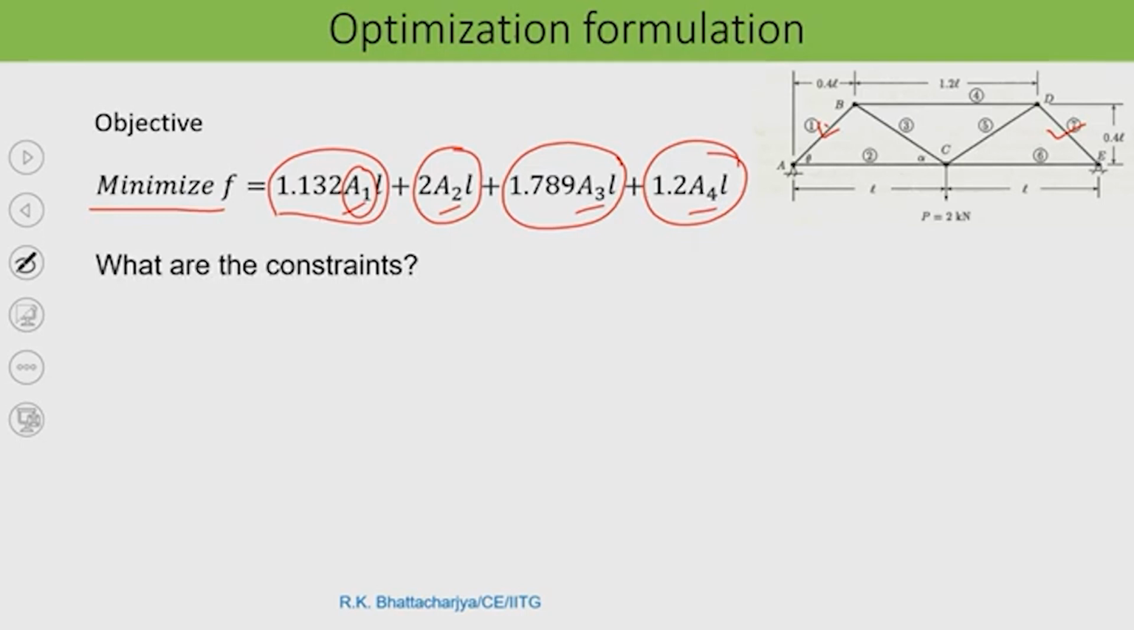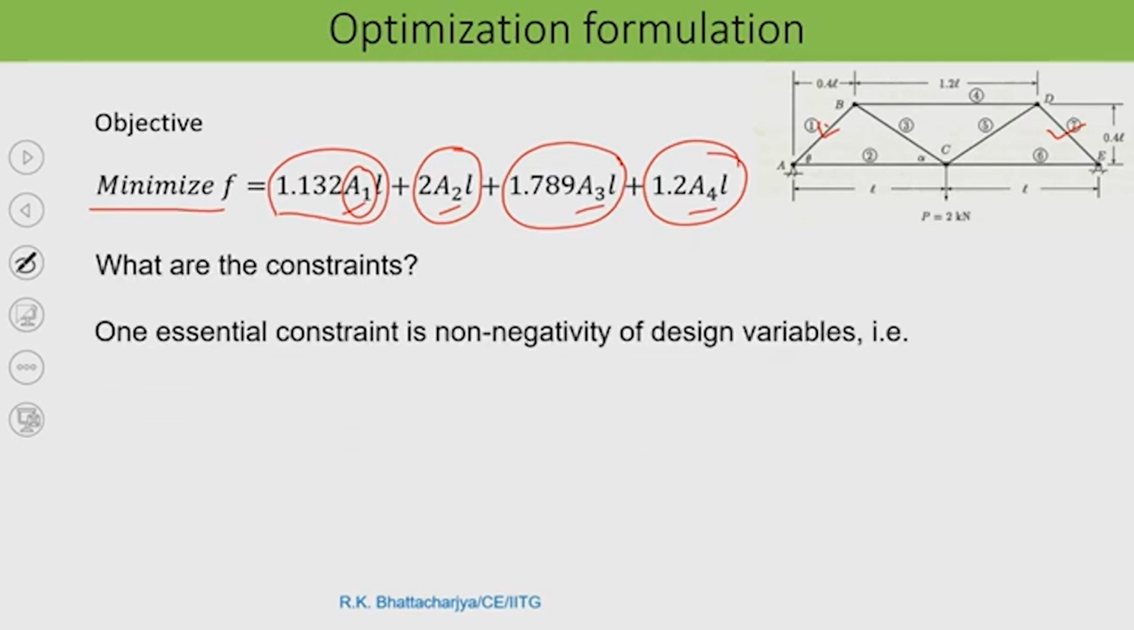Then what are the constraints? One essential constraint is the non-negativity of design variables. What does it mean? What are the design variables here? A1, A2, A3 and A4 are the design variables, and these variables cannot be negative. So, this cross section cannot be negative. Therefore, the non-negativity of the design variables is one of the essential constraints. You should always put that, and therefore, A1, A2, A3, A4 should be greater than or equal to 0.